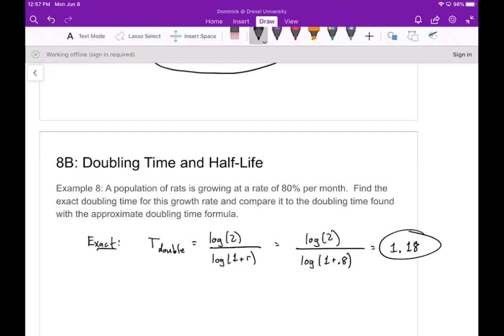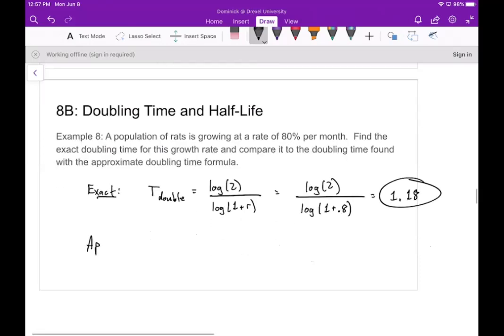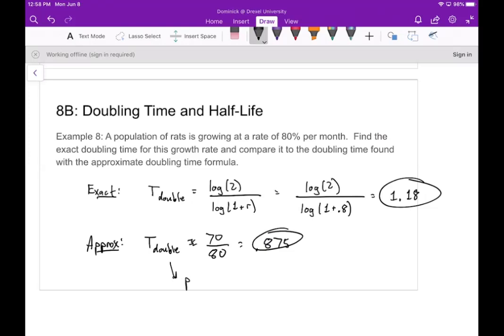All right. And then, of course, for the approximate, we get that t double is approximately 70 divided by p, which is 80. And if we do that, we get 0.875. Right. And of course, the reason why this is off by so much is because remember that the approximate one works best when p is small. And of course, here 80 is not small, right? It's much bigger than 15%.